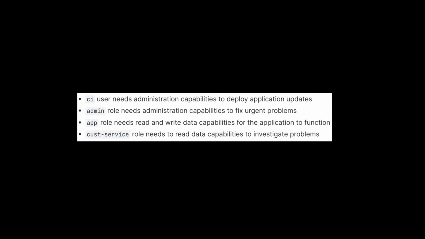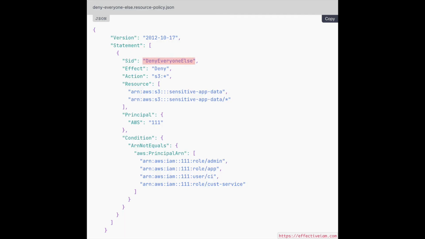We'll start by creating a policy with a deny everyone else statement that blocks access from all principals who do not need access to the bucket. The deny everyone else statement jumps right into the deep end of the IAM policy concepts. This statement denies all IAM principals in account 111 the ability to invoke any S3 API actions on this bucket whenever the condition is met. That condition is met when the requester's IAM principal ARN is not one of the intended principals, admin, app, CI, or customer service.